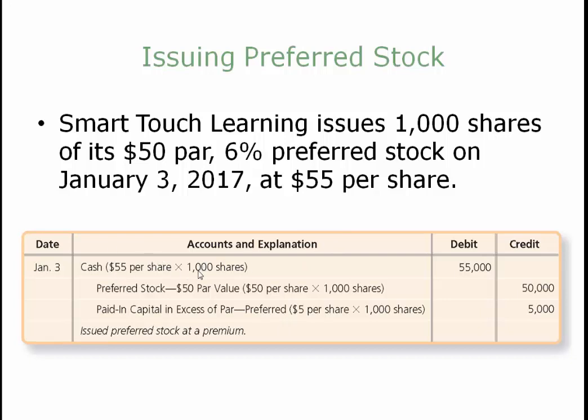Character is the same though. Notice it's $50 par value in this case. So they have $50 par value. So that's where this 50,000 comes from. And they had a difference of $5 a share times the 1,000 shares. That's where the 5,000 comes from. So you have a total of $55,000 that came into the business in this account called preferred stock. And recall, preferred means that you're going to get preferential treatment.